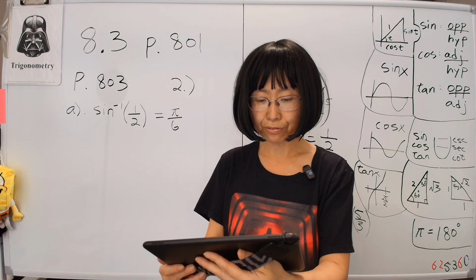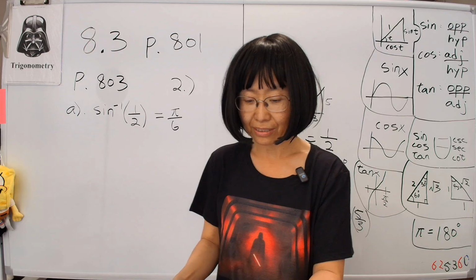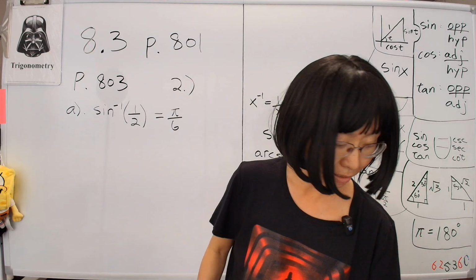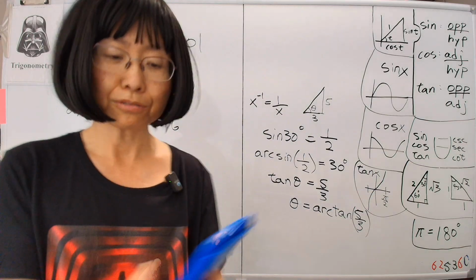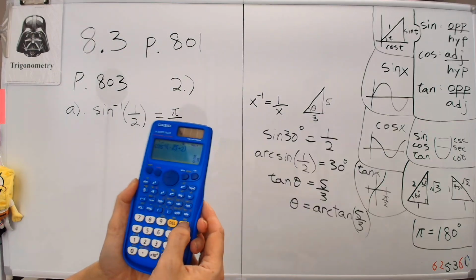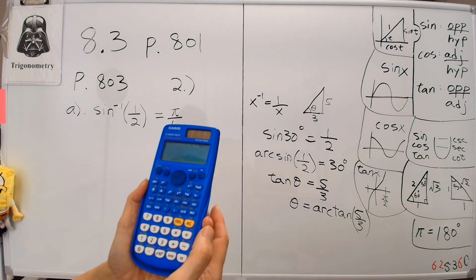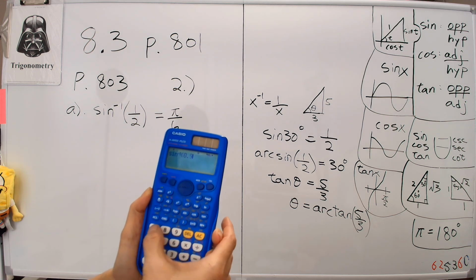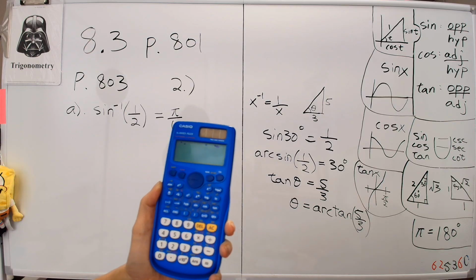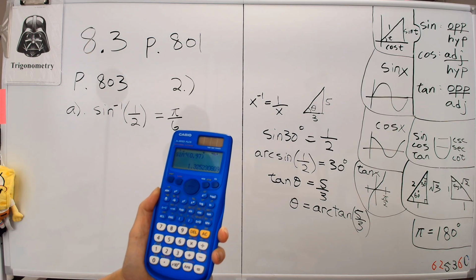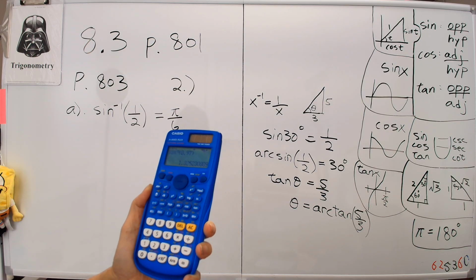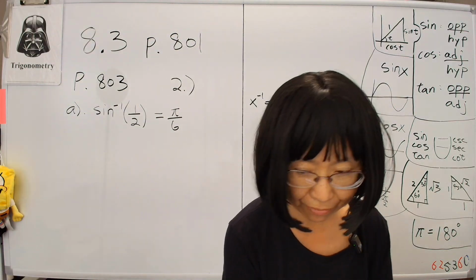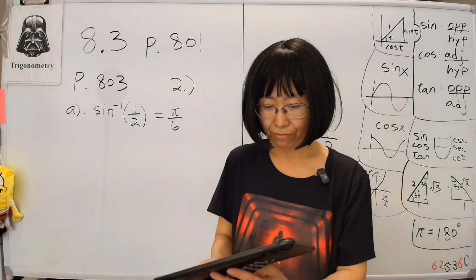Next, example 3. The book wants us to calculate inverse sine of 0.97. Let's do that then. Sine inverse of 0.97 equals 1.325. That's in radians. So that's 1.325, which is maybe 75 degrees or something.